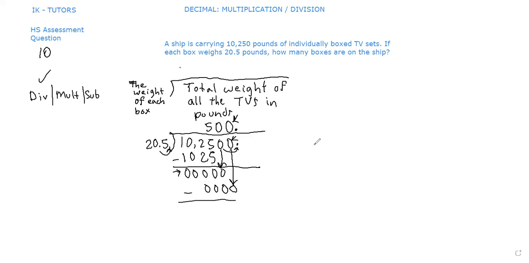Now, if you want to check your answer, you can take the original numbers. So we have 10,250 divided by 20.5. Put that in your calculator, and what you're going to get is 500, which is exactly the same answer that we got when we did the long division.